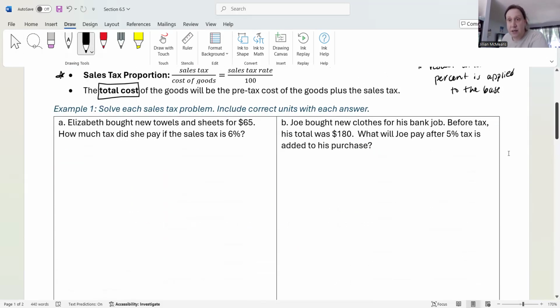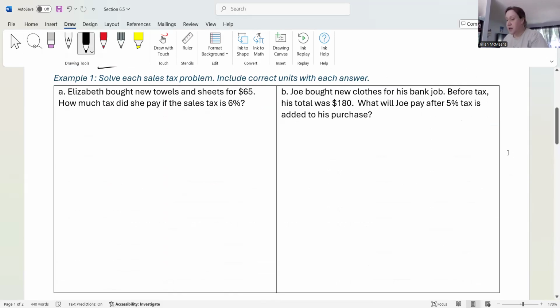She's sound asleep. All right, so example one says solve each sales tax problem, include correct units with each answer. Okay, so for part A, it says Elizabeth bought new towels and sheets for $65. How much tax did she pay if the sales tax is 6%? So I should probably have said sales tax rate. Okay, so we don't know the actual dollar value of the sales tax, but we do know the sales tax rate and we know the pre-tax cost of the goods.